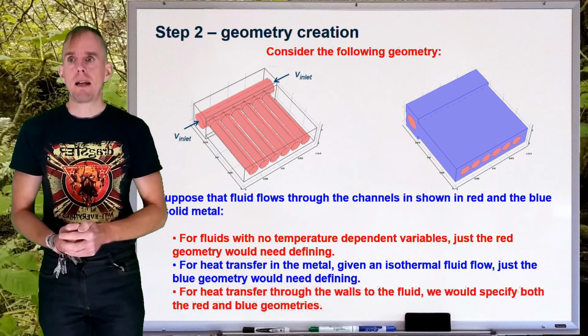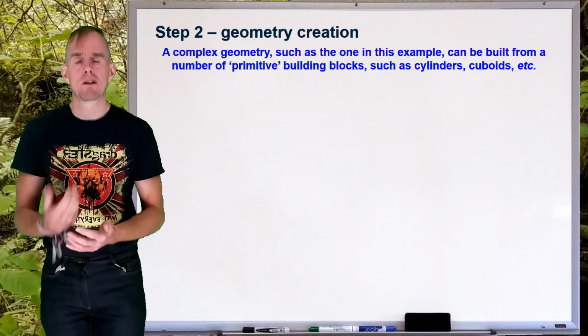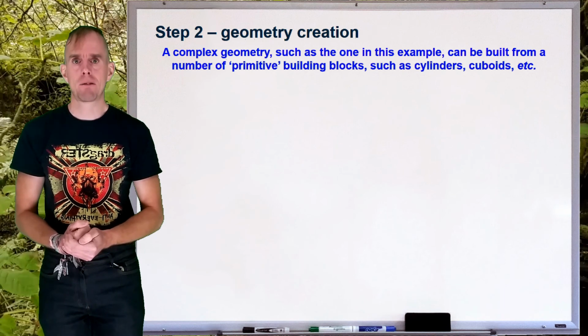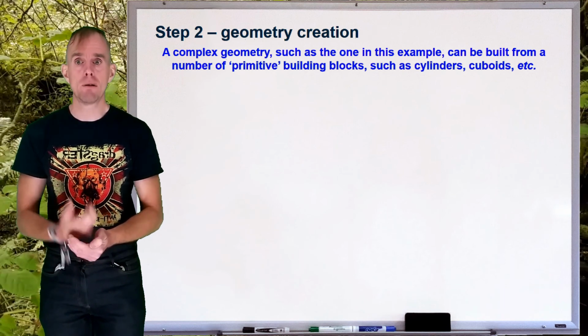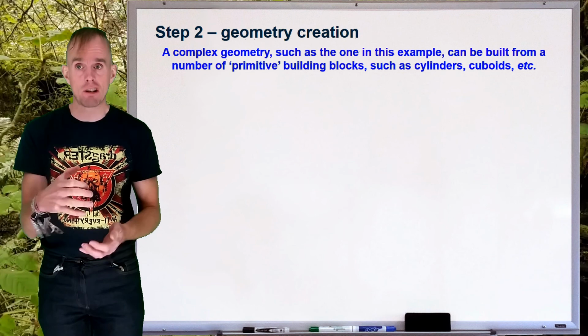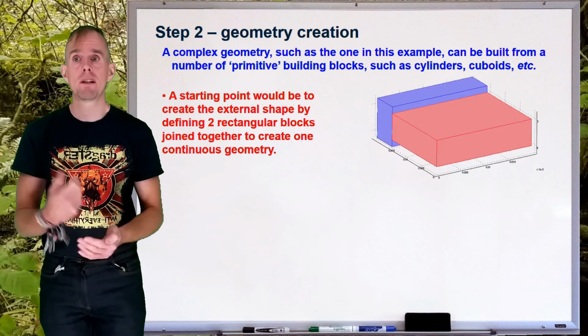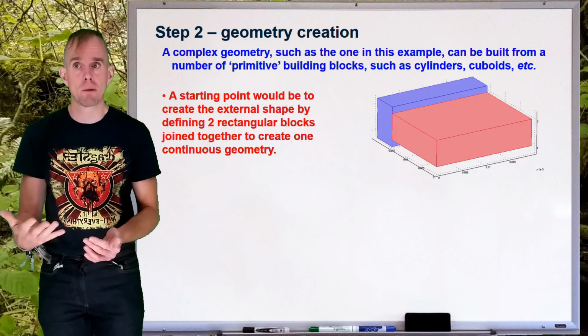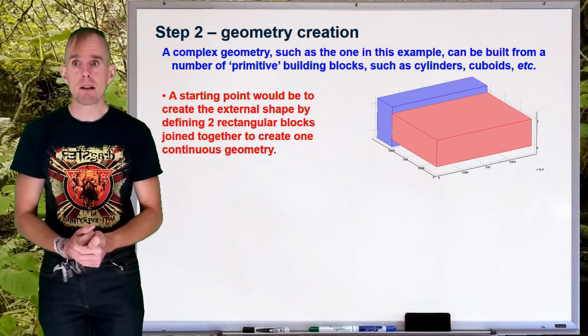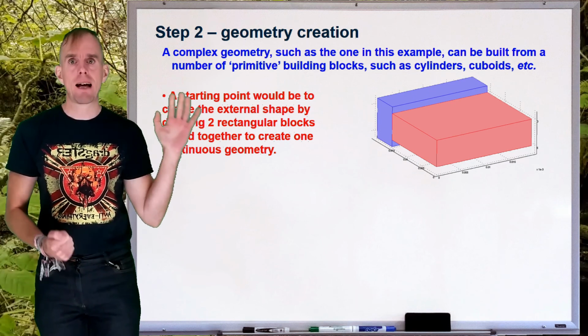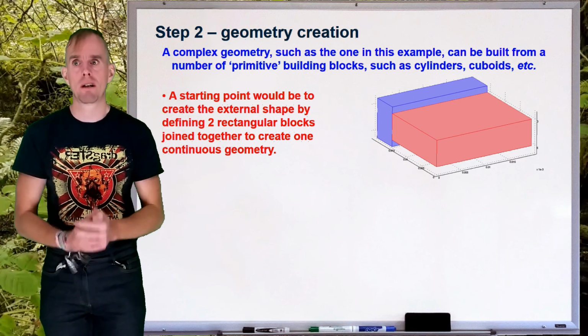So let's consider how we would build a complex geometry such as this. One way you can do it is by using 3D objects and stitching them together. We call these 3D objects within ANSYS's Design Modeler primitives. So let's think about our metal outer, which was originally blue on the last screen.